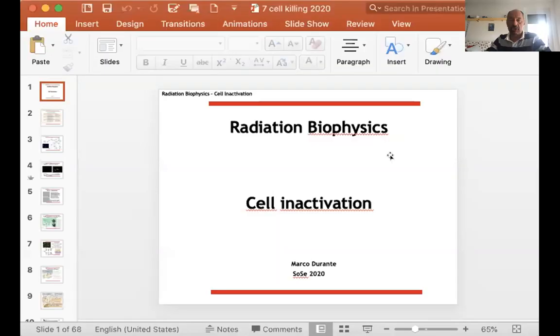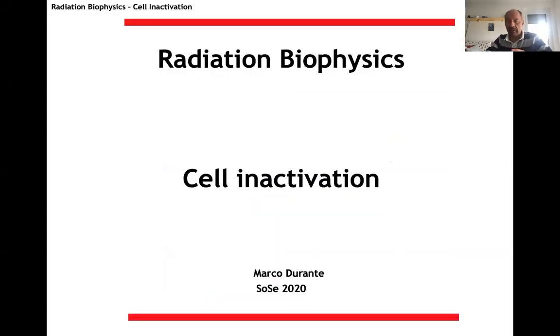So after radiation chemistry, biochemistry, and radiation physics, we move now again one step ahead and we reach the cellular level. In particular, we will look today at the cell killing induced by radiation. Cell killing, which is, as we will see, one of the most important endpoints.